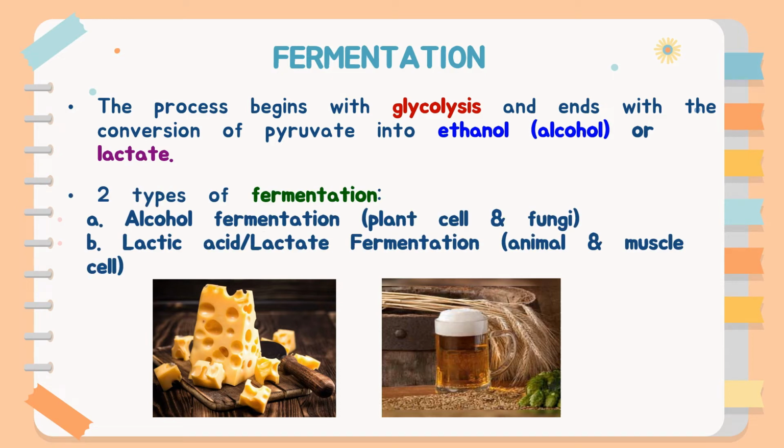There are two types of fermentation. The first one is alcohol fermentation, which occurs in plants and fungi. And the second one is lactic acid fermentation or lactate fermentation, which occurs in animals and muscle cells.